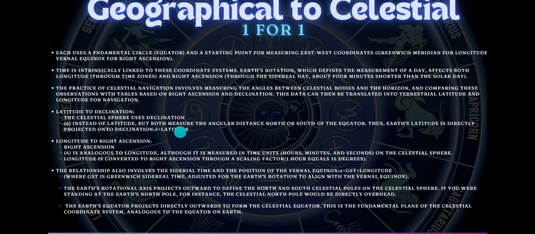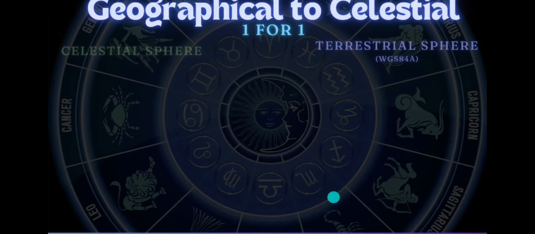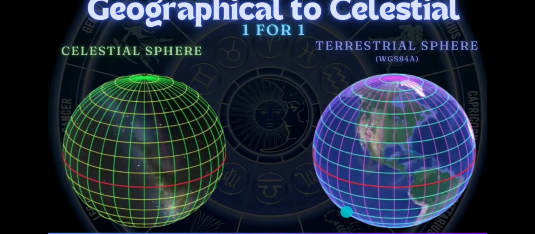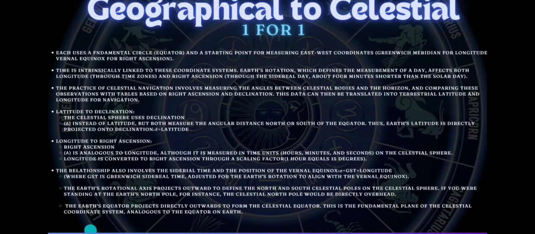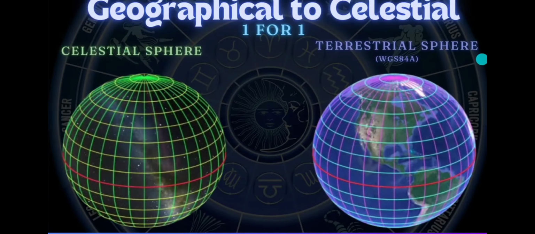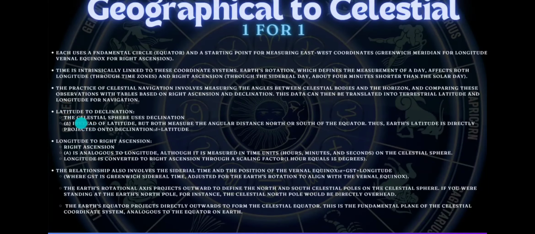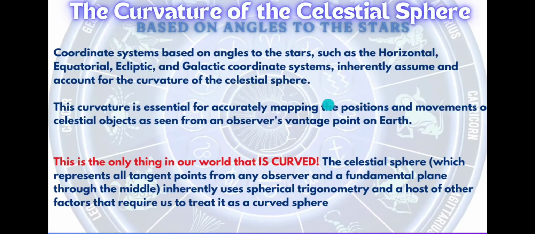So latitude to declination is like a 1-for-1 transfer. Longitude to right ascension is the other transfer. So that's equating these two spheres, right? We have the terrestrial and celestial sphere, and here's the math that links them together, because this is right ascension declination, and this is latitude longitude, and this is latitude to declination, longitude to right ascension. So they're identical 1-for-1s.